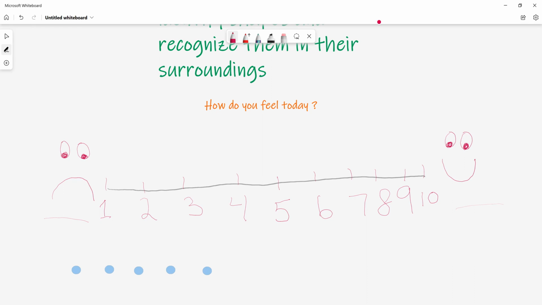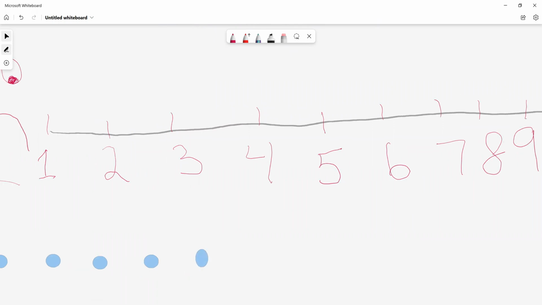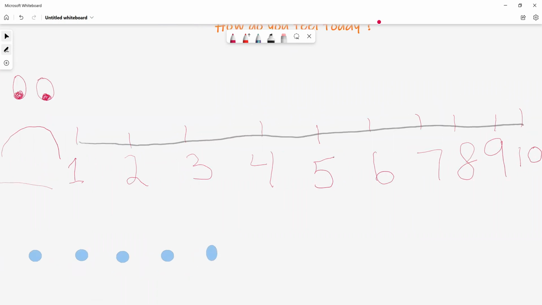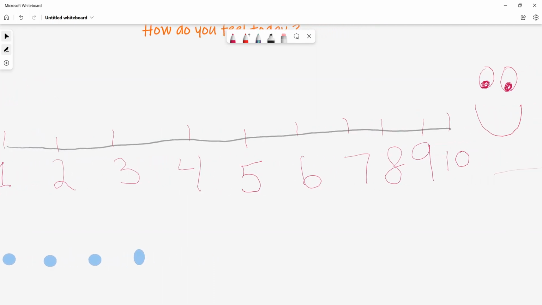Okay, so right here we have these little dots, which you could drag. You can move them around. And where do you feel? Do you feel sad? You could put it at 1, 2, 3. If you feel okay, put it at 4, 5, 6. If you're really happy, you put 8 or 9.